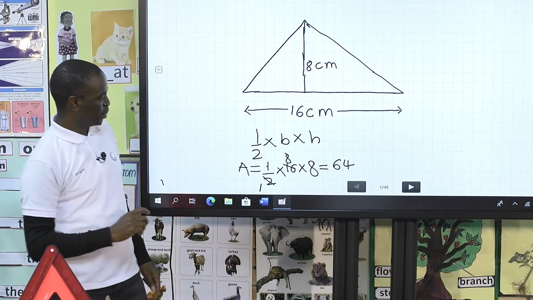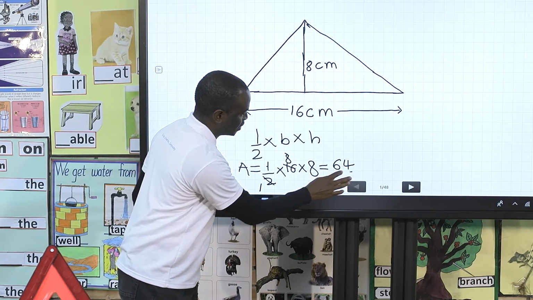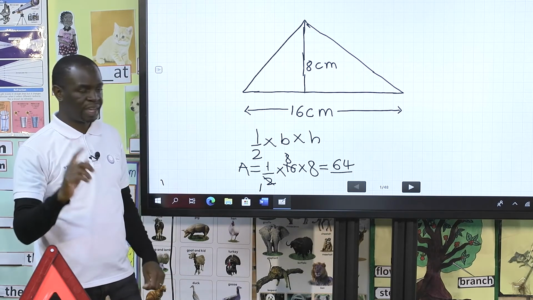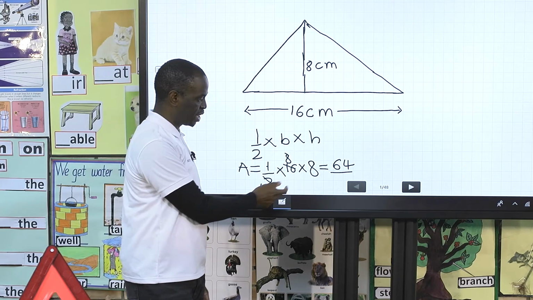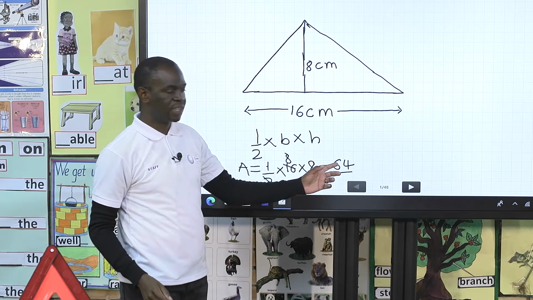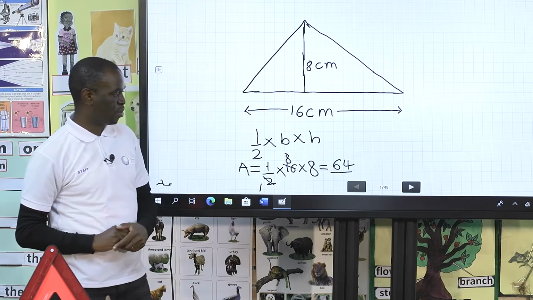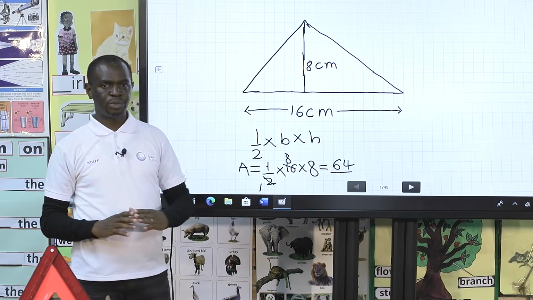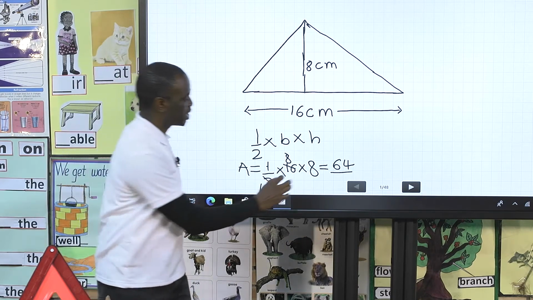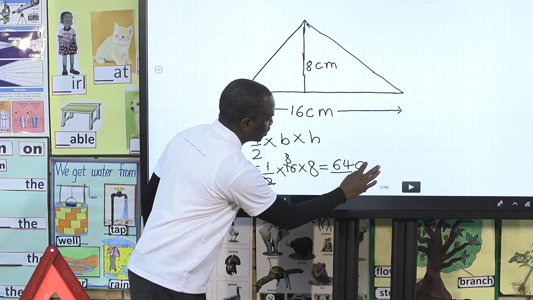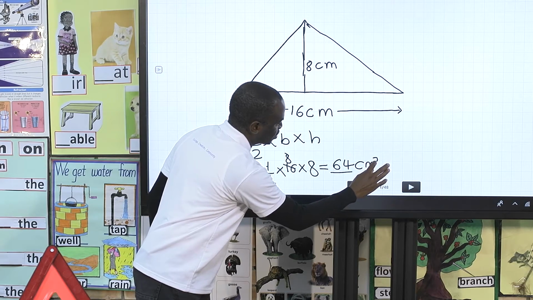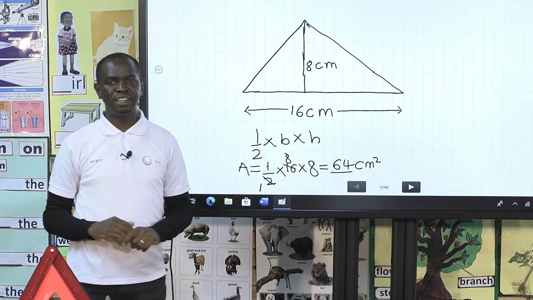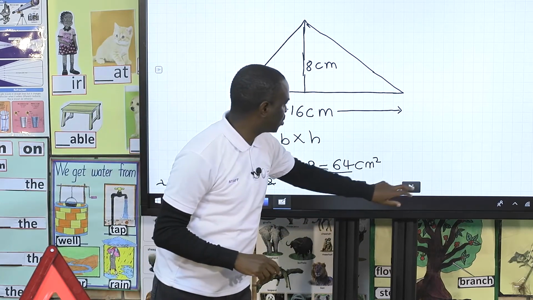And then we can say this is our area, but at the same time, we should remember that the one which we left here is already divided into 64, which gives us 64. We don't leave our answer like that. We need to put the centimeter squares. So this is how we write our answer. So this is just one example that we've done, and we still have more examples.